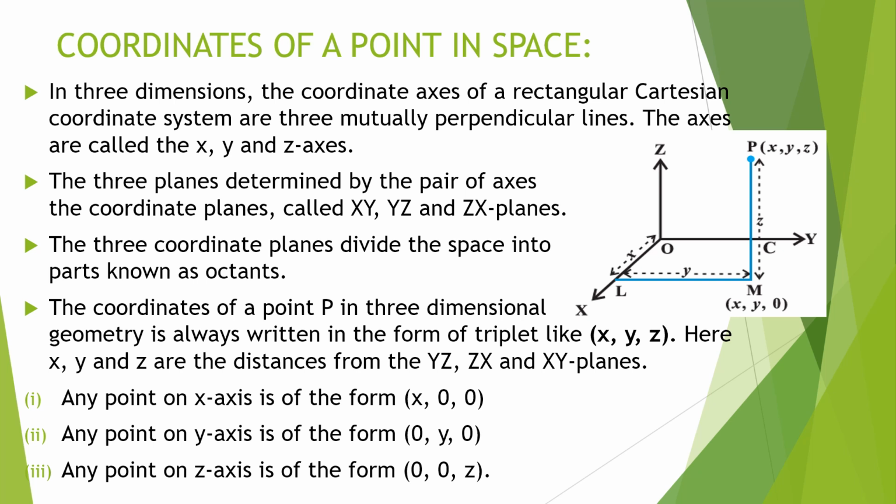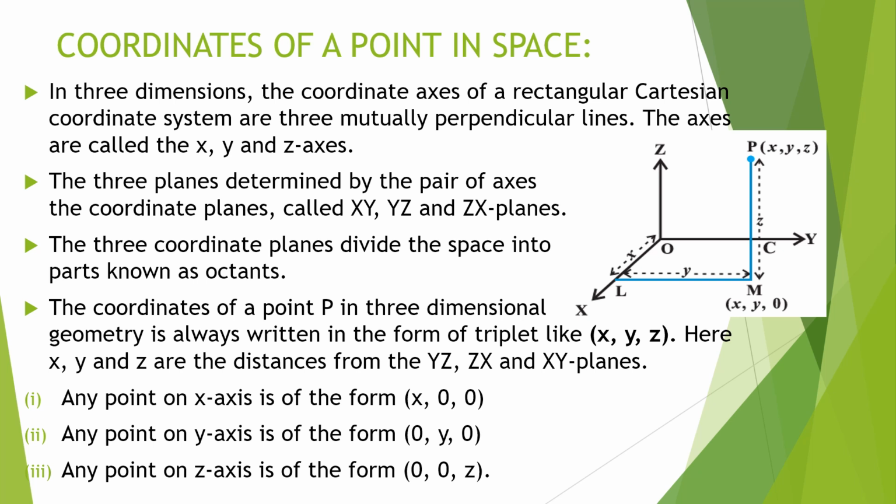Coordinates of a point in space. Like we have the coordinates of a point with respect to the x and y axis, in 3 dimensions, the coordinate axes of a rectangular Cartesian coordinate system are 3 mutually perpendicular lines. Means instead of 2 axes, there will be 3 axes which will be mutually perpendicular to each other. They are the x, y and z axis.